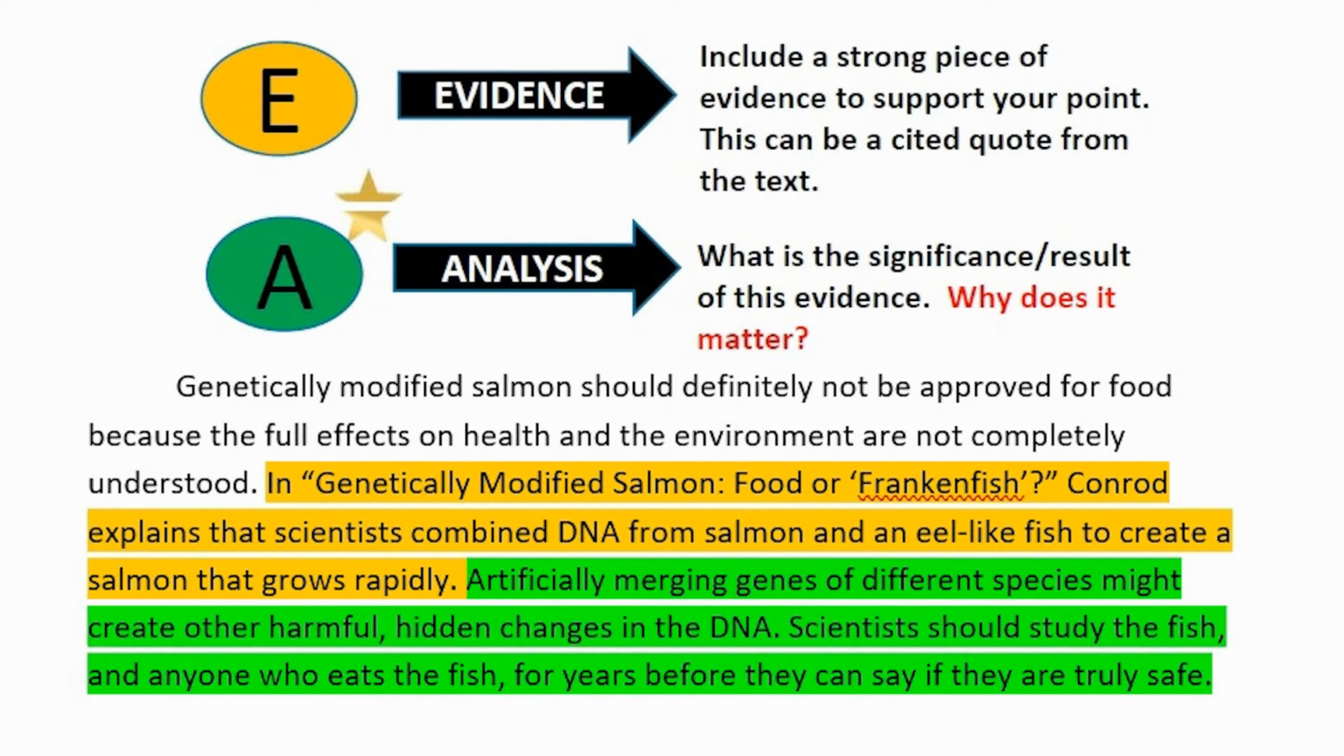So let's take a look at this example. So our evidence. In "Genetically Modified Salmon, Food, or Frankenfish," Conrad explains that scientists combine DNA from salmon and an eel-like fish to create a salmon that grows rapidly. Artificially merging genes of different species might create other harmful hidden changes in the DNA. Scientists should study the fish and anyone who eats the fish for years before they can say if they are truly safe. So here was an example of a paraphrased piece of evidence.